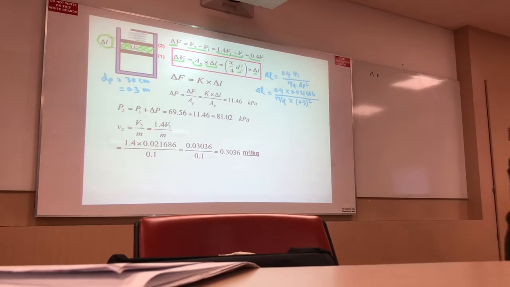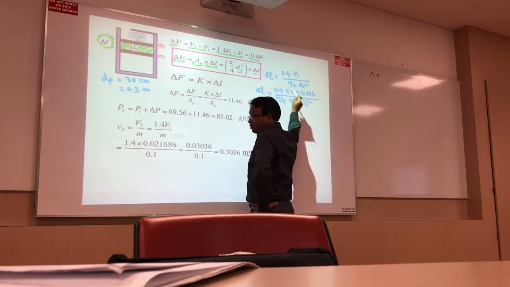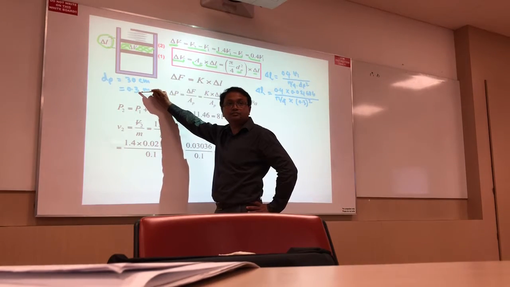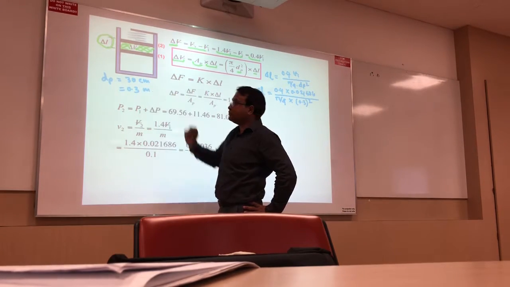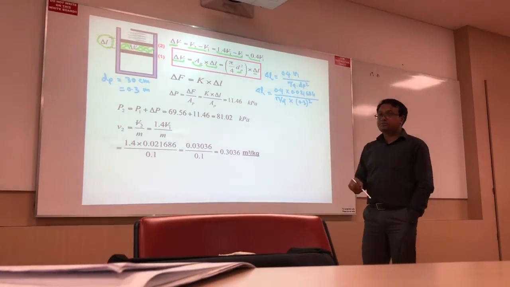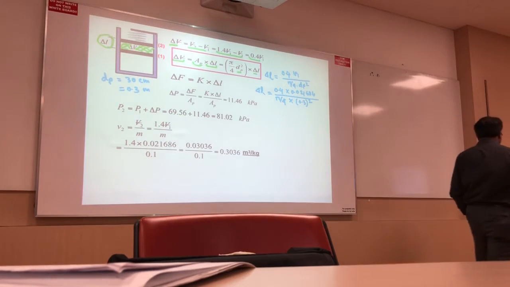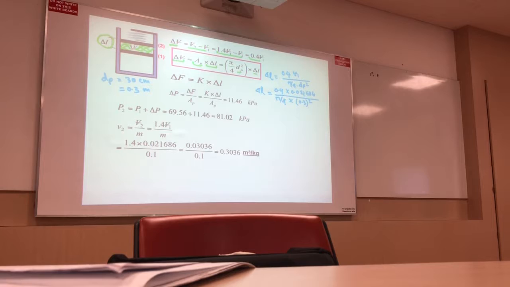So many students make mistake here. They plug in 30 here, wrong. So you should convert to meter. Very important. All should be SI unit. So length must be in meter. So meter square. Then finally I get delta L becomes 0.1227 meter. All right.